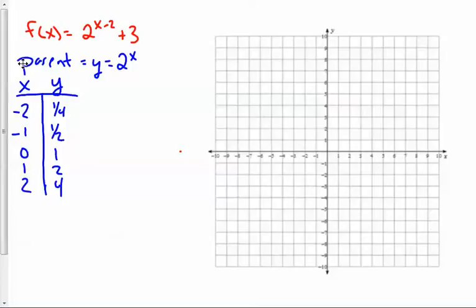You can graph those if you like. So I'll go -2, 1/4; -1, 1/2; 0, 1; 1, 2; and then 2, 4. We can even go an additional point if you want, 3, 8. And that would give me this parent function with an asymptote here, y equals 0, because that's the normal asymptote. But that's not what we're asked to graph.